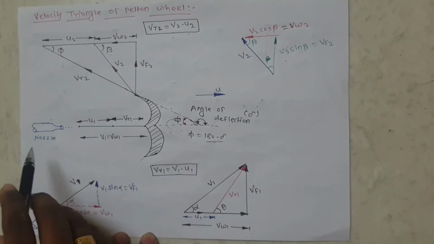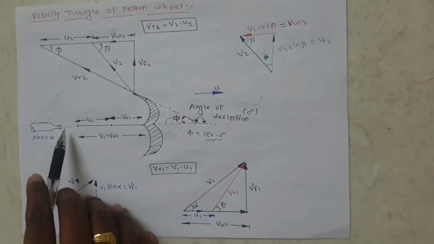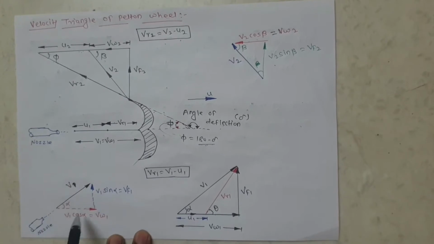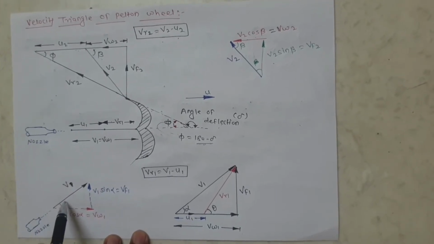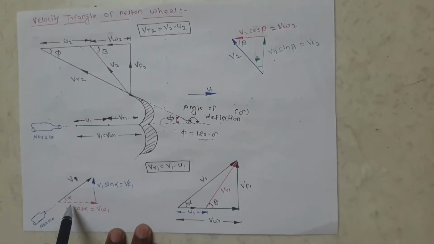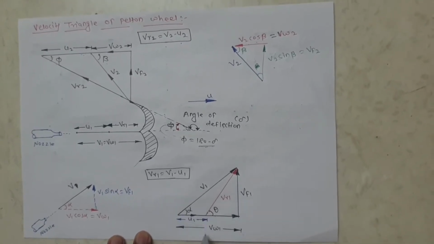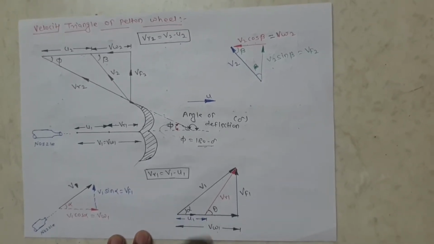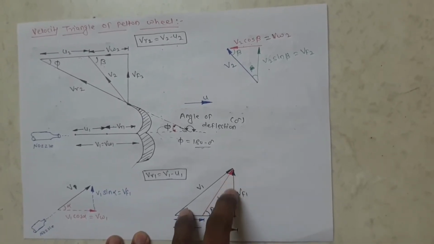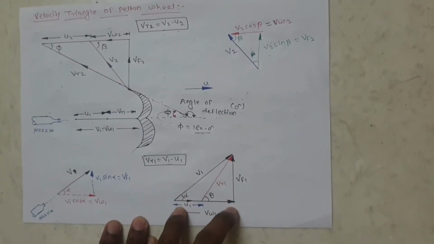But in Pelton wheel, the nozzle is horizontal. So the angle made by absolute velocity V1, that means the water jet, is 0. That alpha is equal to 0. So what will happen? The alpha is equal to 0, that means V1 is equal to Vw1, because alpha is equal to 0 means that V1 line overlaps on the Vw1.